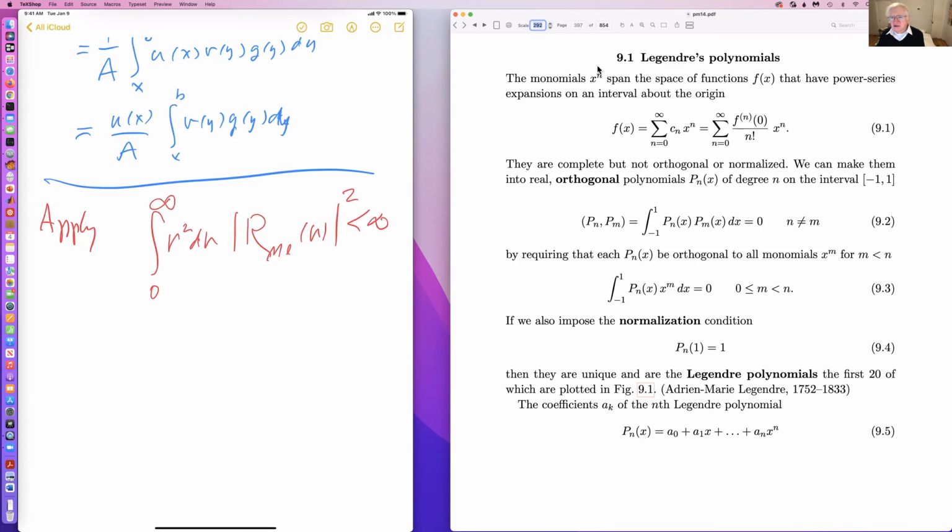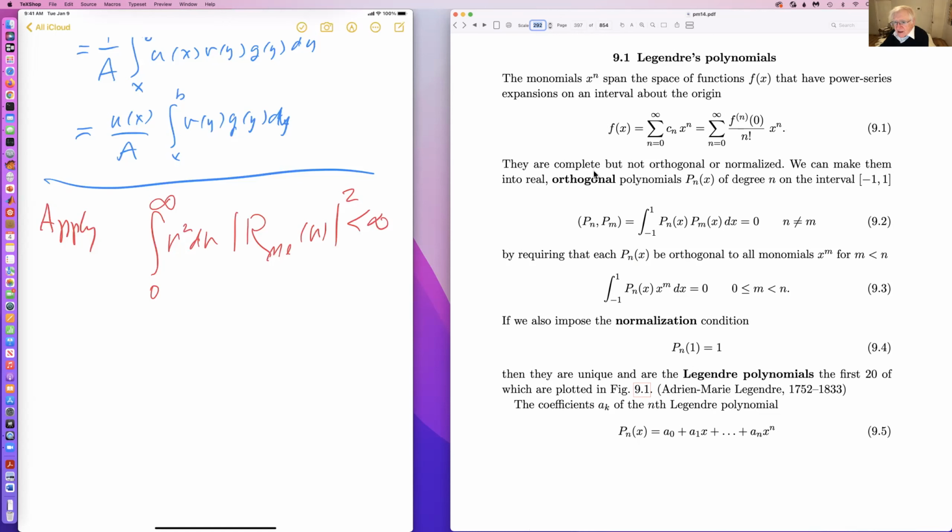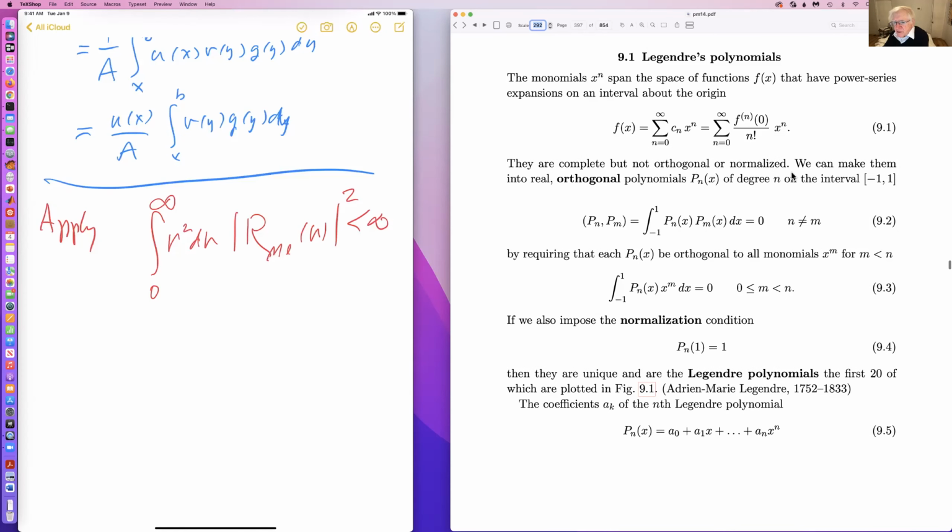All right, let me go on with Legendre polynomials. The monomials x to the n span the space of functions that have power series expansions on an interval about the origin. And of course, this is just the Taylor series expansion of a function about the origin. And these monomials are complete, but they're not orthogonal and they're not normalized. And what Legendre did was to make them orthogonal, normalize them, and make them unique by adding yet another condition.